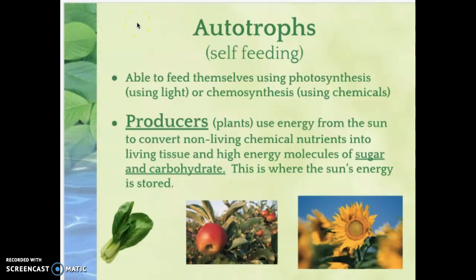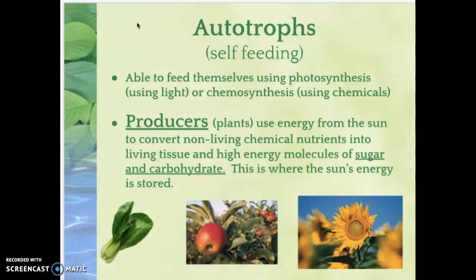The first organism that we have in an ecosystem is an autotroph. Auto, you look at that prefix, auto meaning self, trophs meaning feeding, so they're self-feeding. So they're able to feed themselves using photosynthesis. They don't need anything else other than the sun to help that process along. Or chemosynthesis, which is using chemicals, but most are using the light.